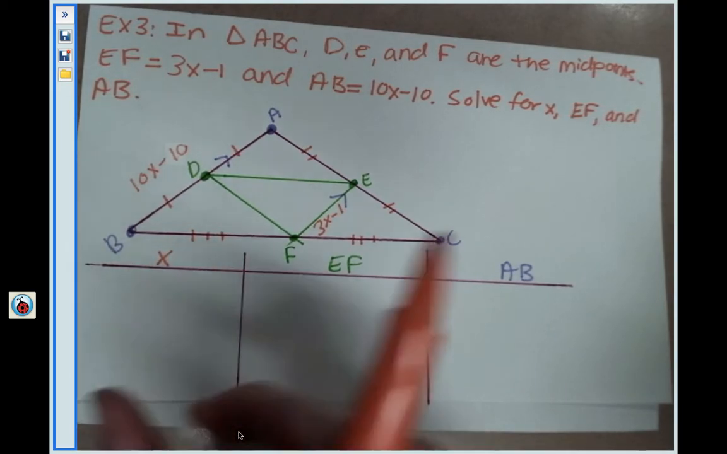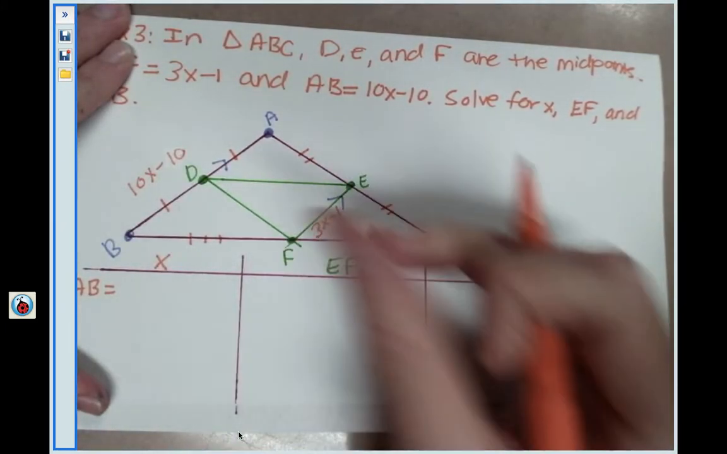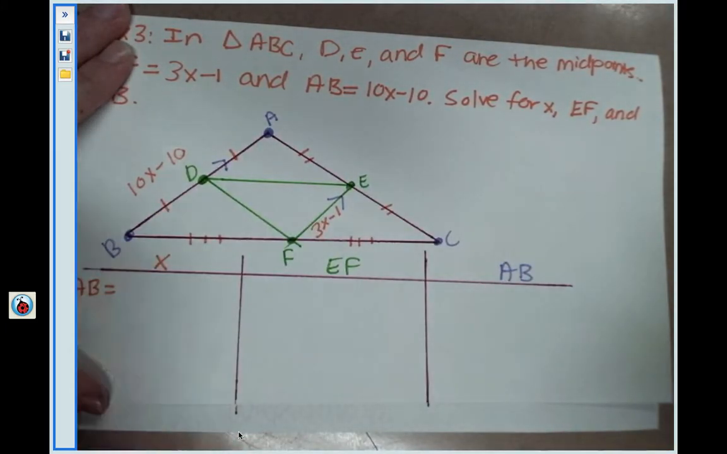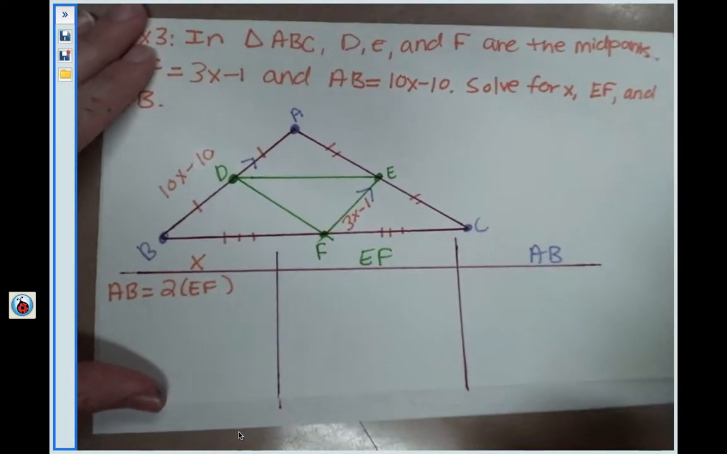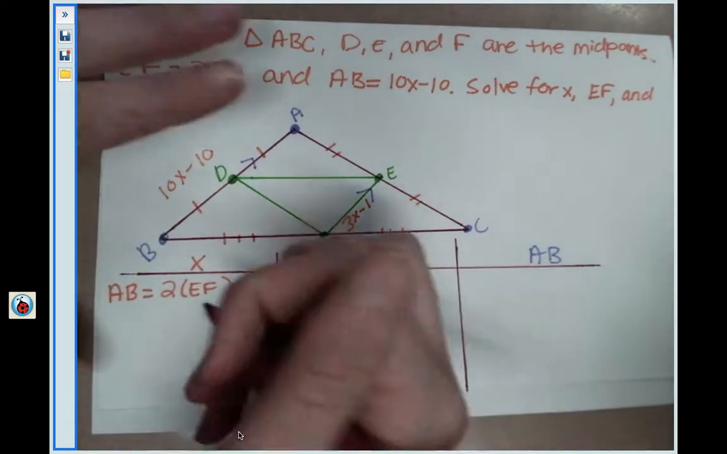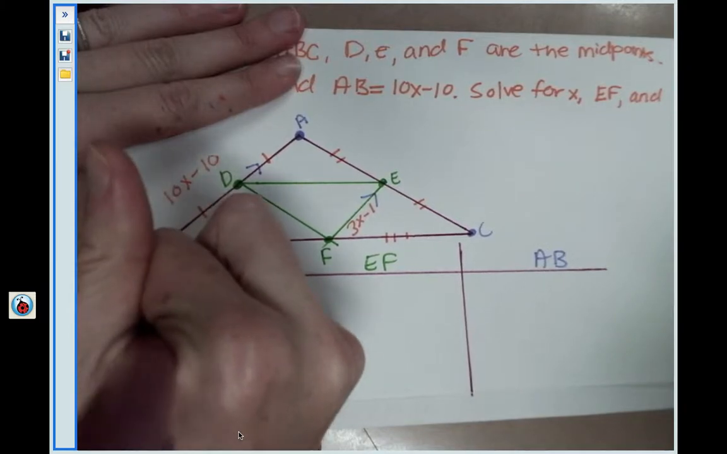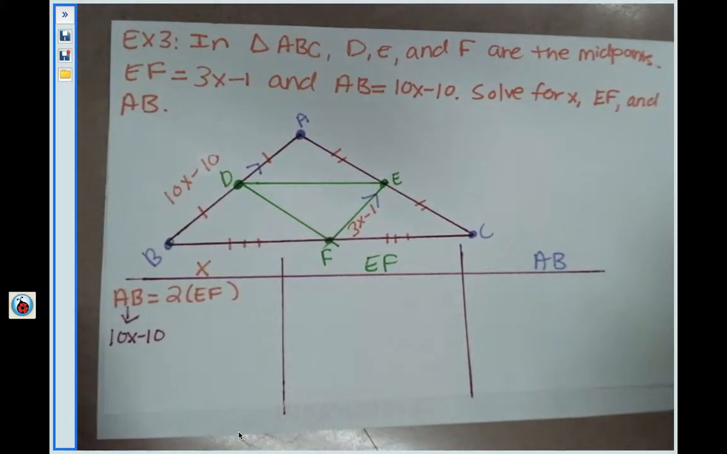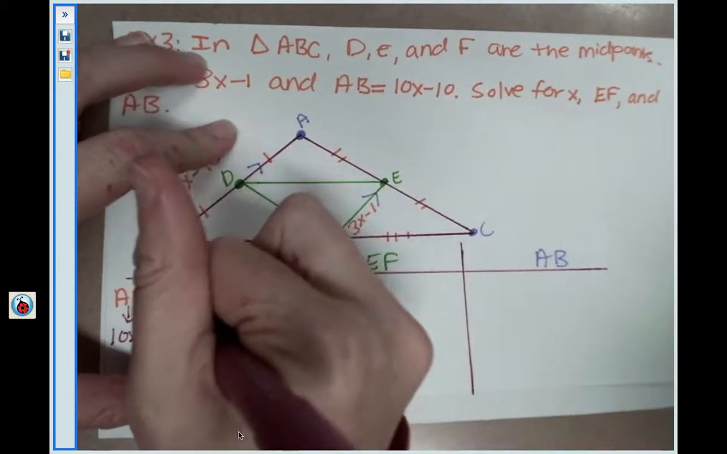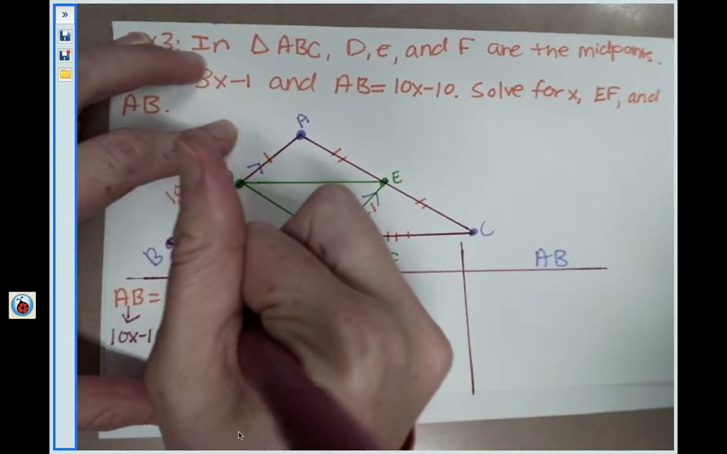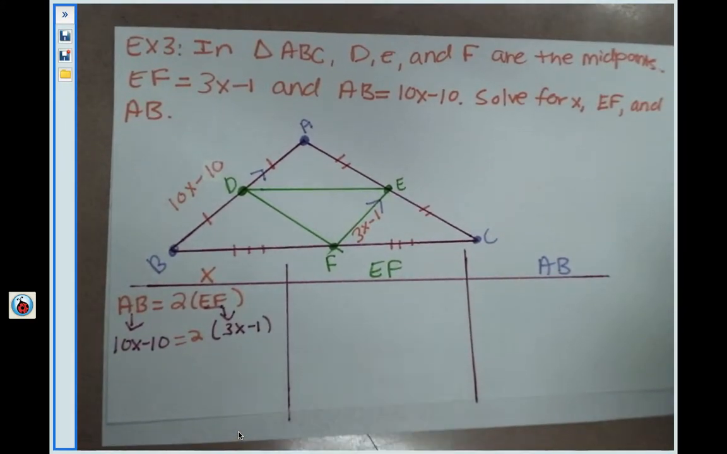I'm going to say AB will equal 2 times my mid-segment, which is EF. All right, and now let's just fill in all of our nifty values. So AB is 10x minus 10 equals 2 times EF, which is 3x minus 1. And then from here, I'm just going to solve for x.